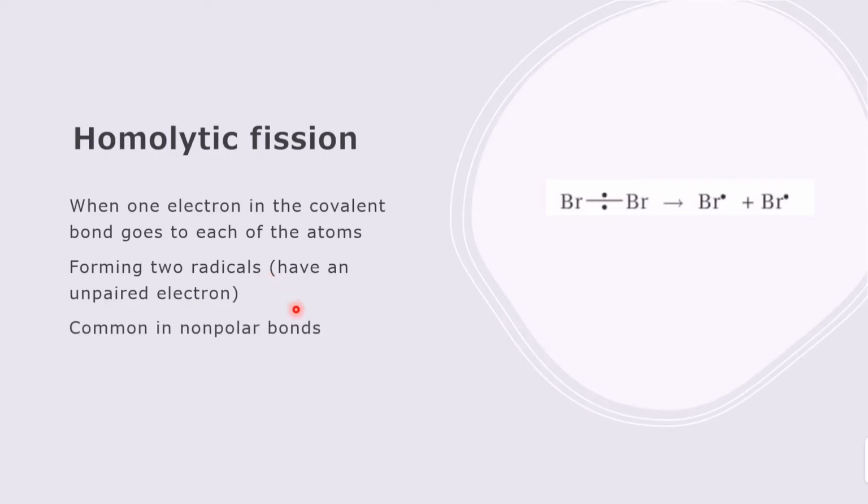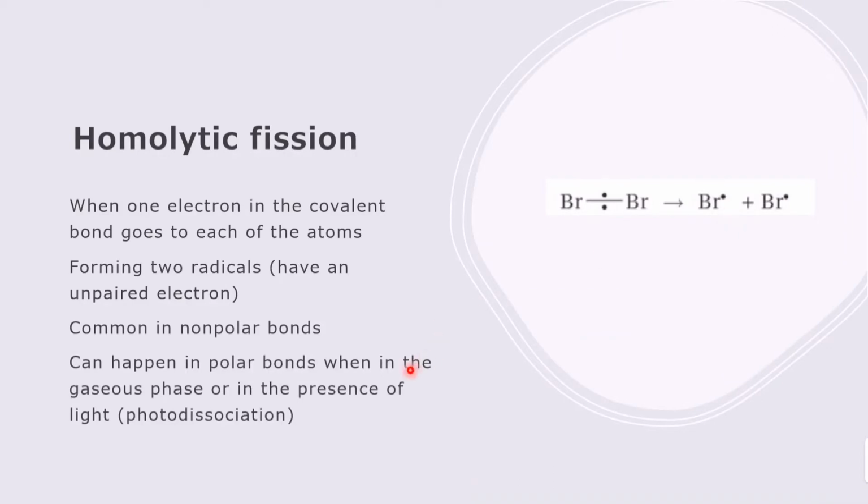Homolytic fission is common in non-polar bonds, and this is because if they were more attracted to one atom than the other, then it would be more likely for heterolytic fission to happen. It would be more likely that one atom would take both of the bonding electrons and it would form ions. But with non-polar bonds, it's more likely that the electrons will be shared between the two atoms.